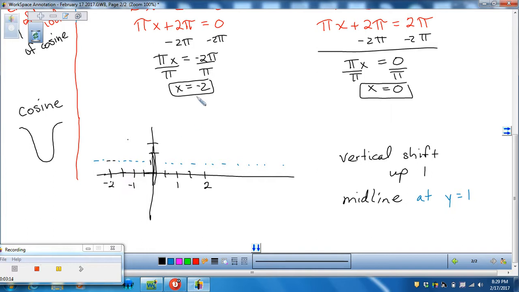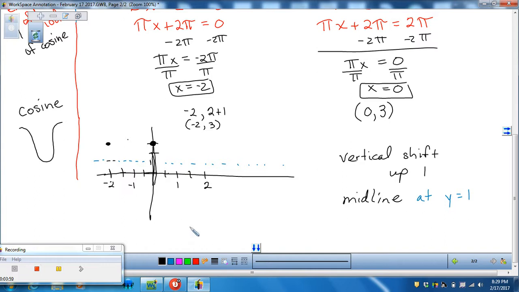And one of our endpoints is at negative 2, so if we take that value and we take the y value, which is 2 above the midline of 1, then we're going to have a point located at negative 2, 3. So if I come over here to negative 2 and go up to 3, I will have the first point of my transformed cosine function. My second point is going to be located at 0, 3. And again, these are my endpoints of my cosine graph.